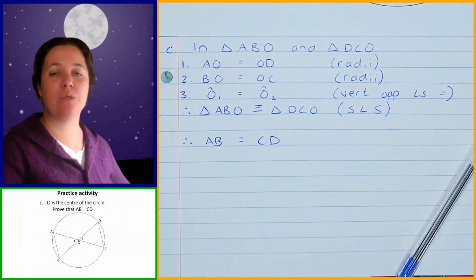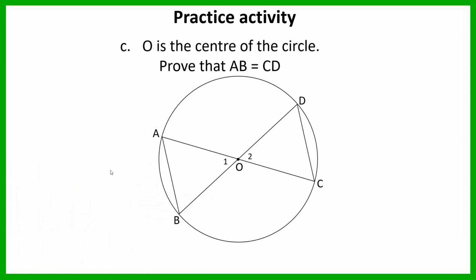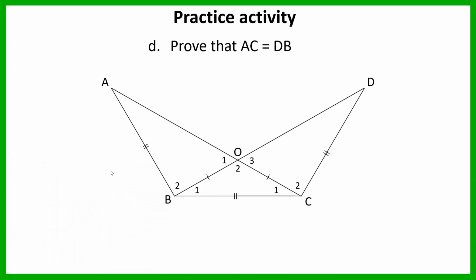Right, now we're going to go on to the last one for today. In question D, you need to prove that AC, this whole long line over here, is equal to BD. I'm going to give you 3 minutes for this question.